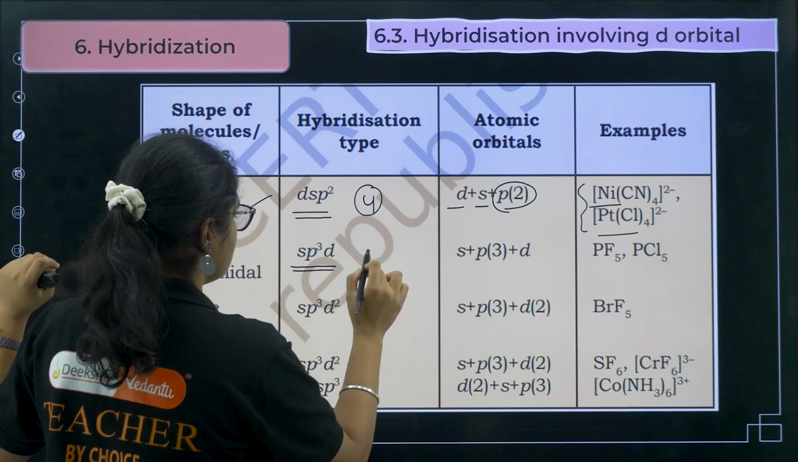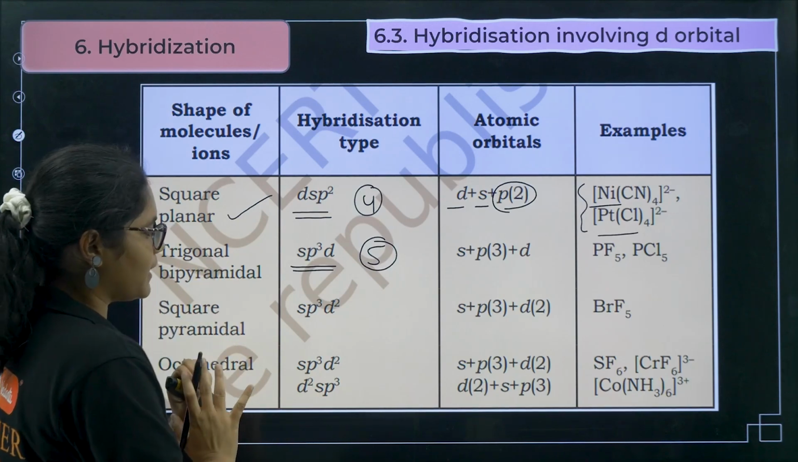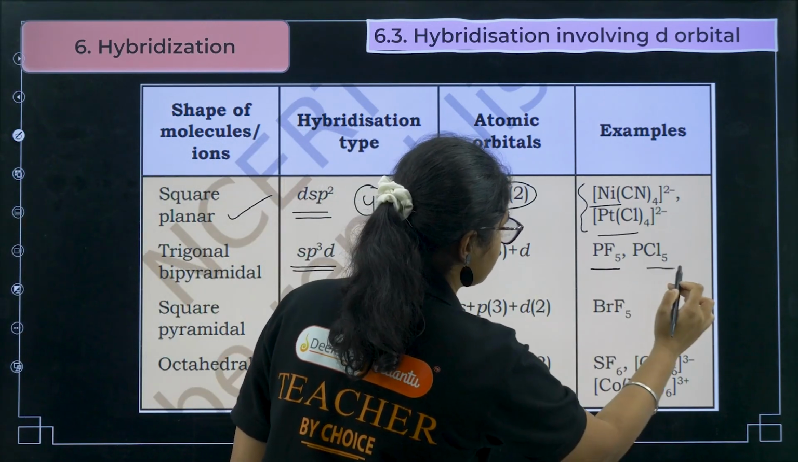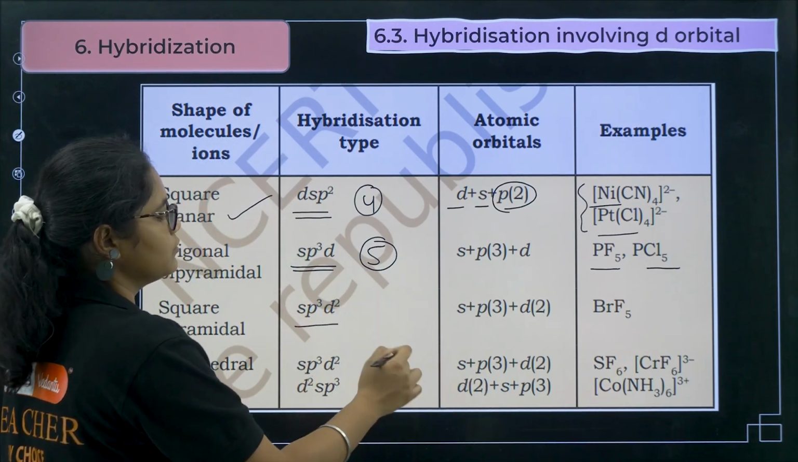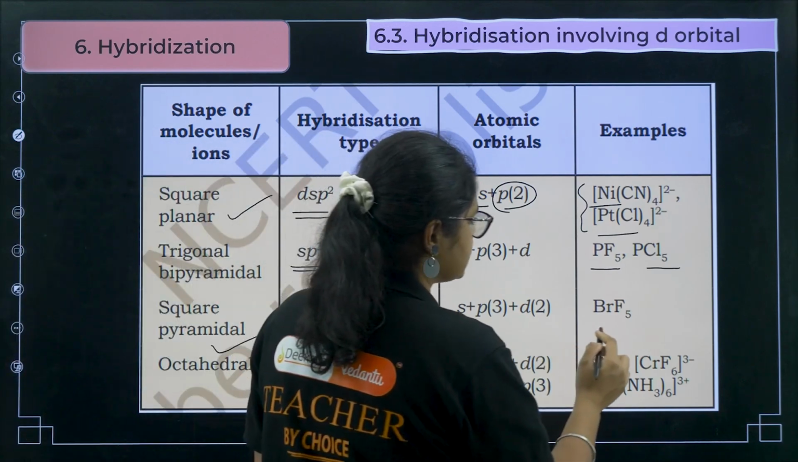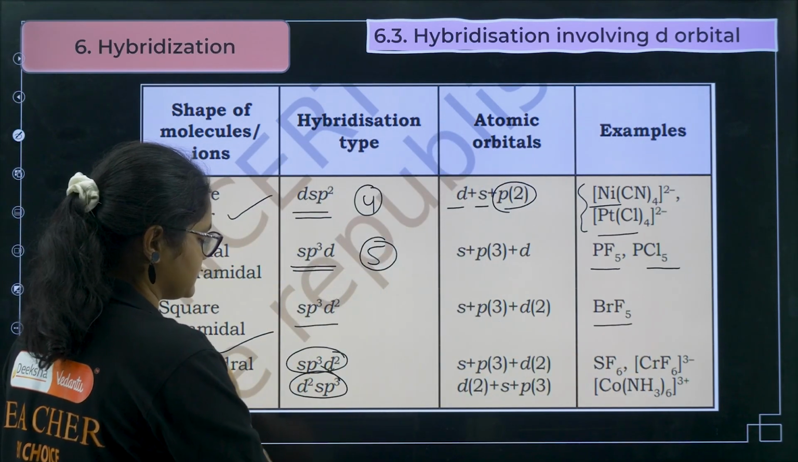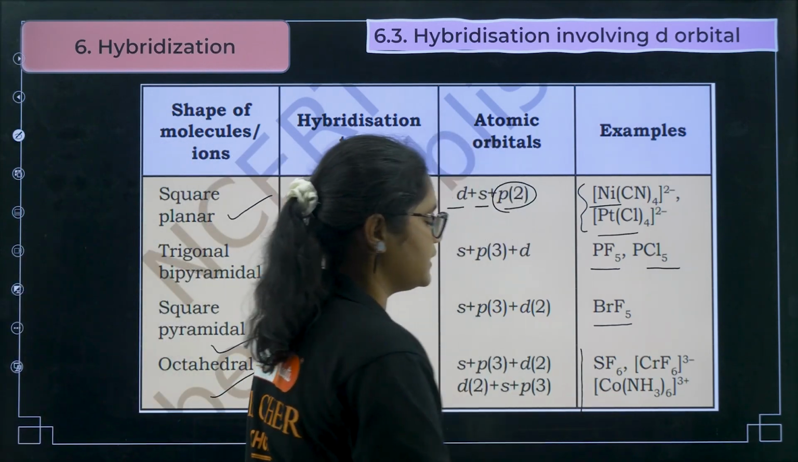Okay. So here 5 atomic orbitals have combined. So this is your trigonal bipyramidal. Here you will get examples like PF5 and PCl5. Next, if you have sp3d2, then it is square pyramidal. Here you can get the example BrF5. And if you have sp3d2 or d2sp3, it can also be octahedral geometry, and you can get these as the examples.